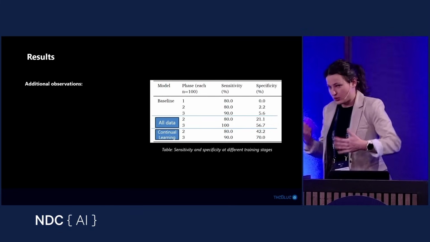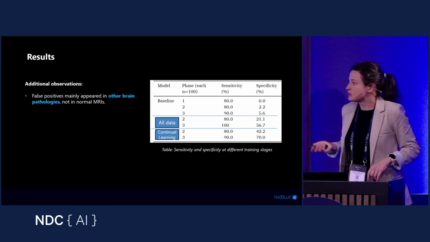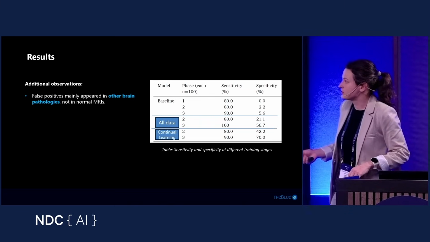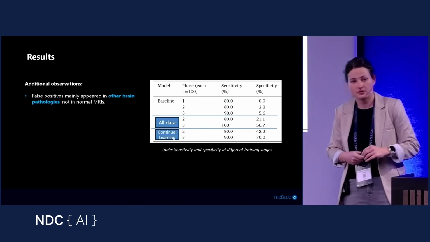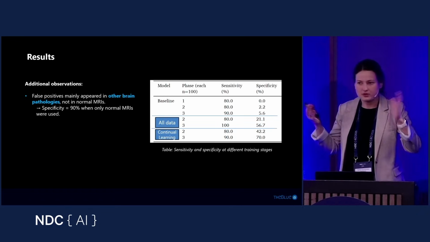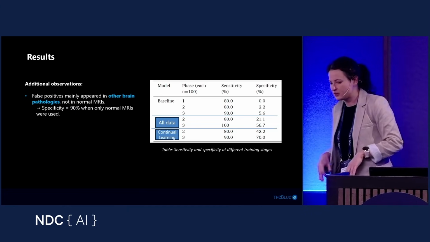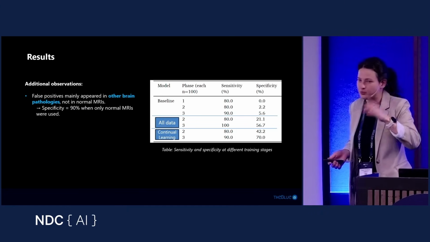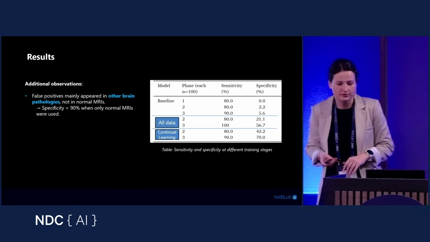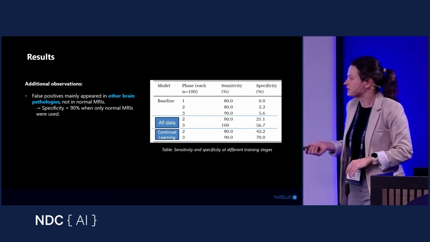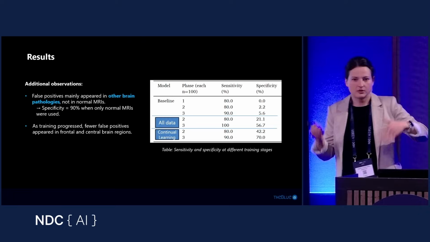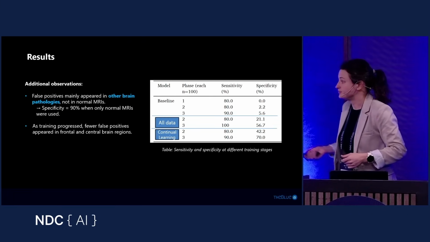Again, we analyzed what happened, how the model behaved. Additional observations: the false positives that appear are mainly reactions to other brain pathologies, so brain tumors and different kinds of things. If we really wanted to be more scientific in creating papers, we could just remove them, compare normal MRIs against the FCDs, and then we could say, hey, we achieved 90% specificity, but that was not our goal. And as the training progressed, we also see that the model wasn't reacting anymore to specific regions of the brain, which is also quite cool.